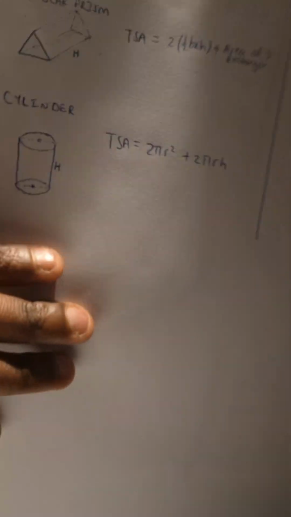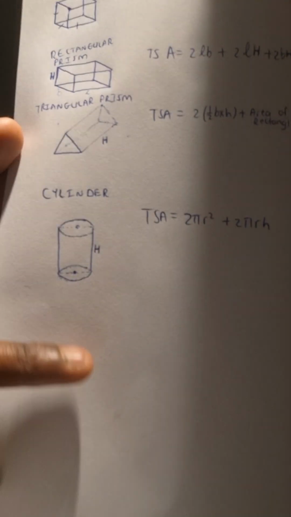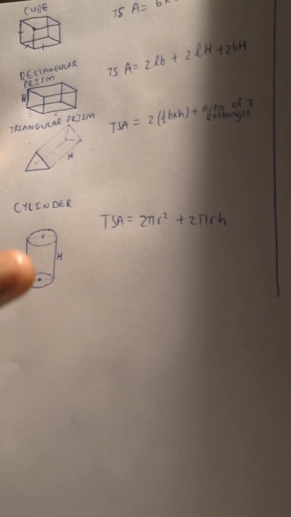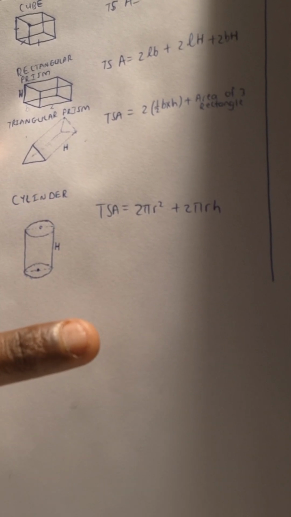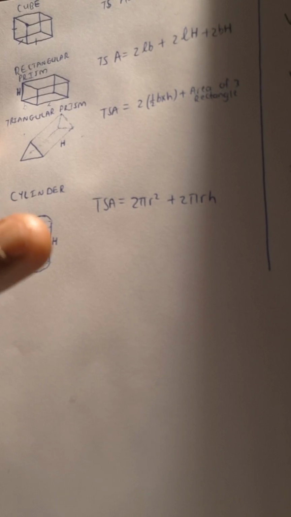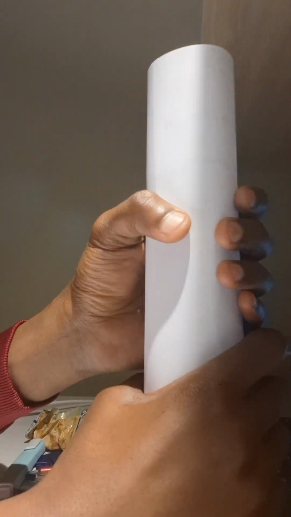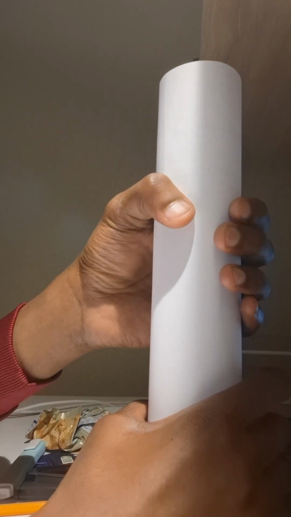Right, so diagram. This is basically a cylinder there. Yes, that is a cylinder. It has 2 circles, one at the top and one at the bottom. I just want to give you an example. I took this paper and I closed it like this. What I now have here is a cylinder, a typical example of a cylinder.